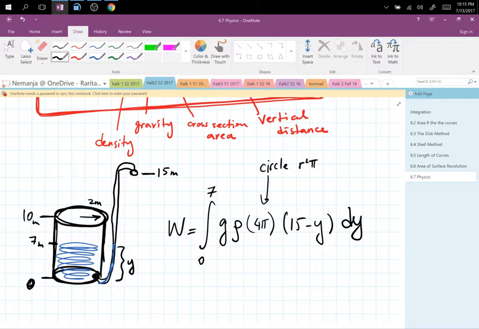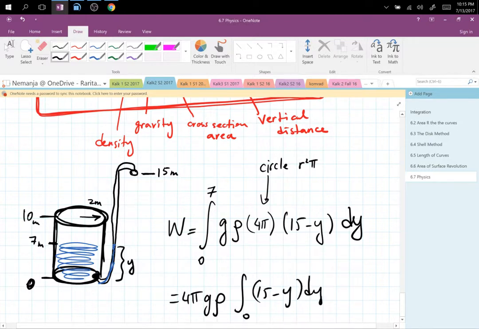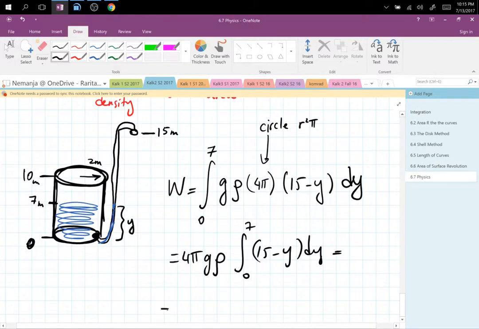So now, why is this variable driven? It's variable driven because as soon as some water is out, this level is lower, so it has more to cover. So this component has to be variable driven because the height is constantly changing as you are pumping the water out. Now you can compute this because you kick the constants out, 4 pi g rho, that's all constant, and you integrate 15 minus y dy from 0 to 7.